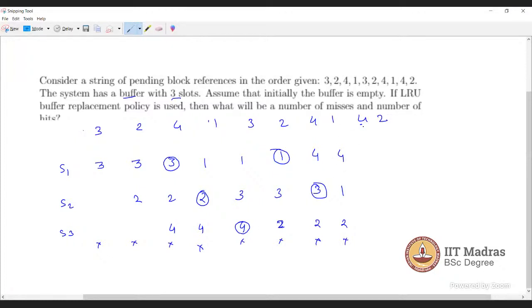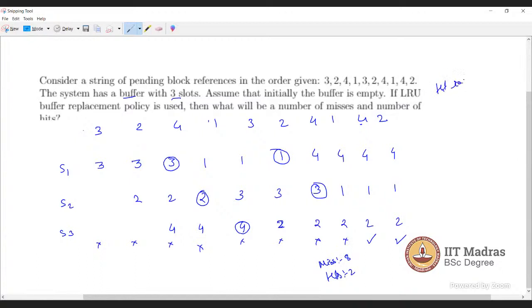Now the buffer is looking for 4, which is already present inside the buffer, so it is a hit. Now it is looking for 2, which is also in the buffer, so it's a hit. So there are 2 hits and 8 misses. Now what is the hit ratio here?